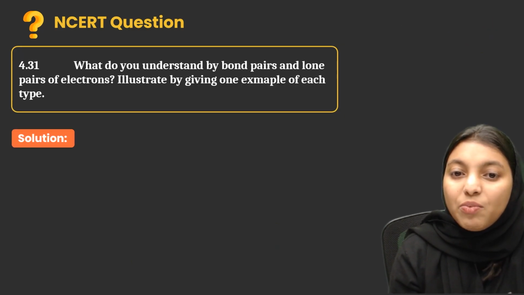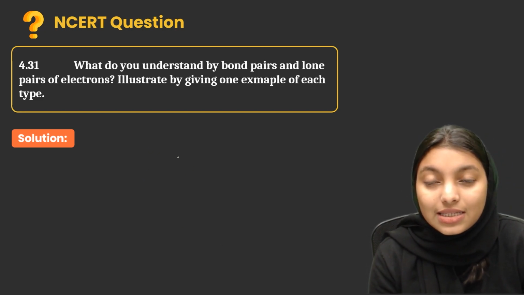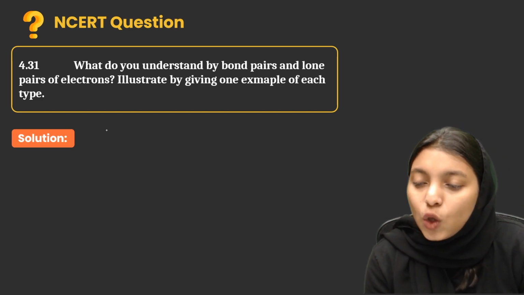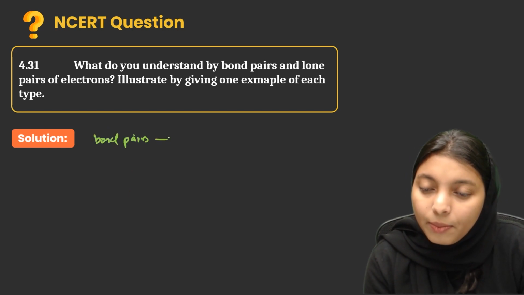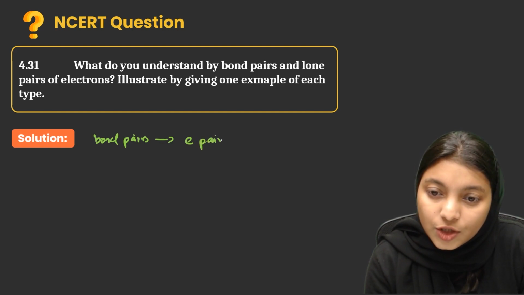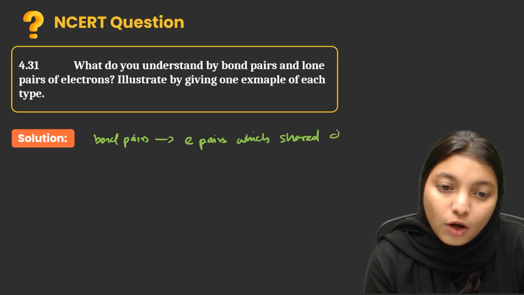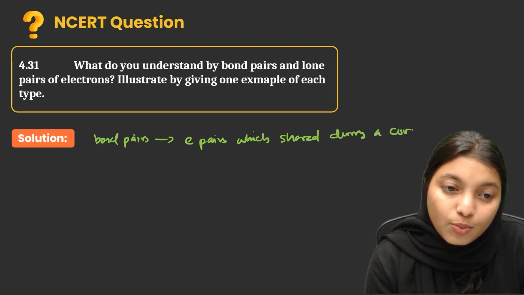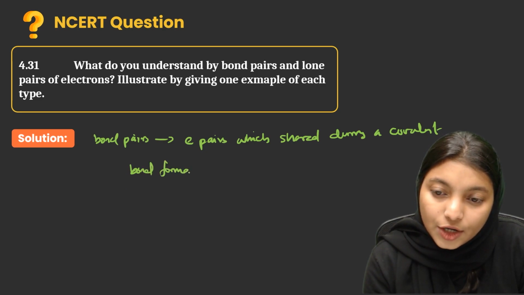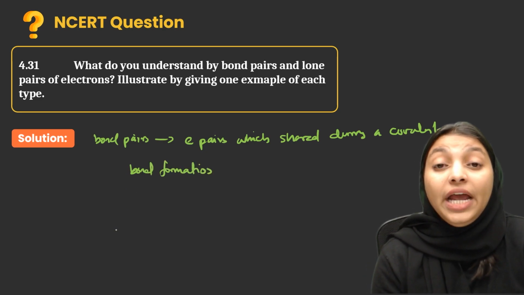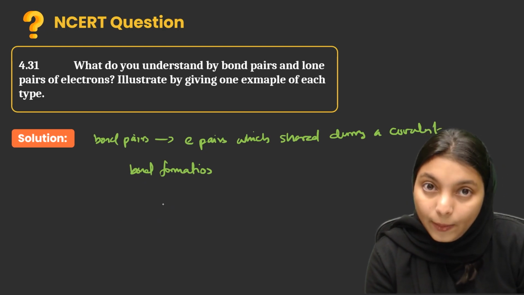What do you understand by bond pairs and lone pairs of electrons? Very simple. Illustrate them by giving an example for each type. We know what a bond pair is. Bond pairs are the electron pairs which are shared during a covalent bond formation. The electron pairs shared between 2 atoms are called the bonded pairs or shared pairs.